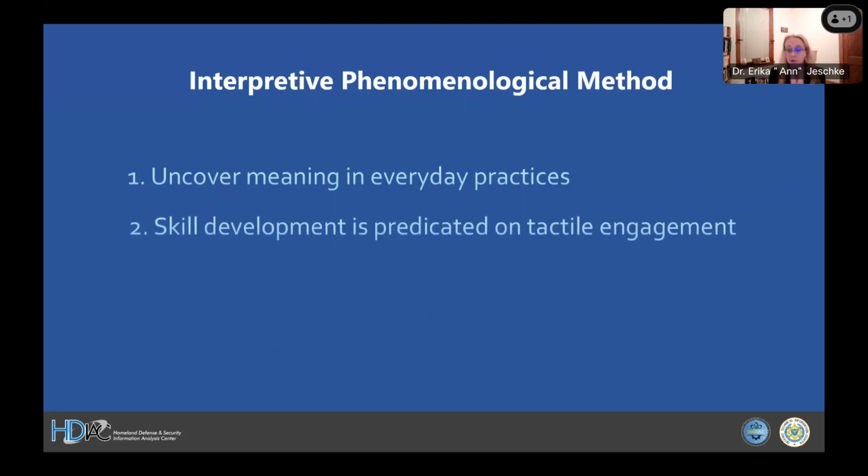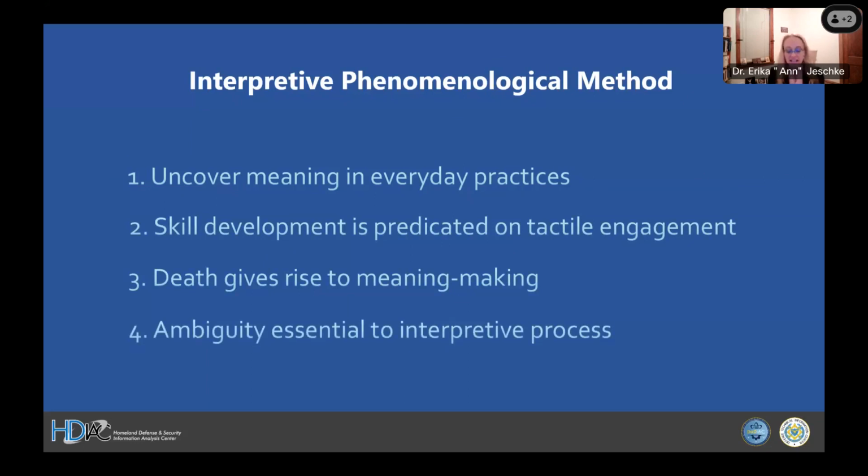Skill development is predicated on a tactile engagement with the world, which then gives rise to human performance capacity. Death gives rise to meaning making because it causes human beings to be concerned about the world in which they live and therefore care about the lives they are living. Ambiguity is essential to the interpretive process, a process that is inherent in the development of meaningful relationships with people, tools, organizations, teams, missions, and objects.